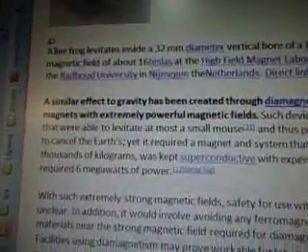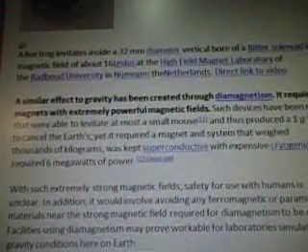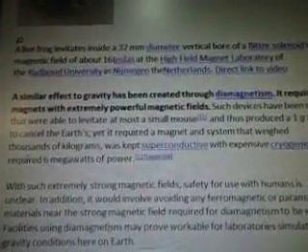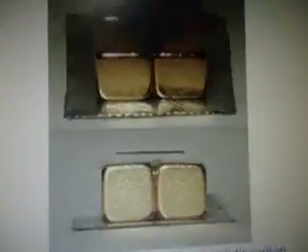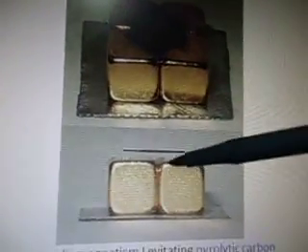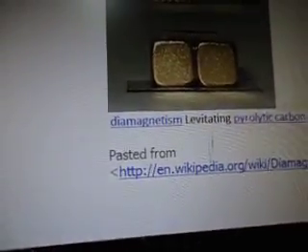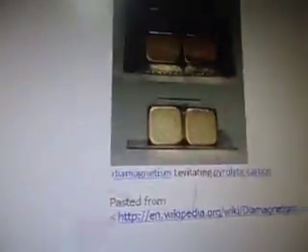So a similar effect to gravity has been created through diamagnetism. It requires magnets with extremely powerful magnetic fields. So they created these diamagnets here. And as you can see, this little steel thing here is floating above it. Okay? Diamagnetism levitates this pyrolytic carbon.